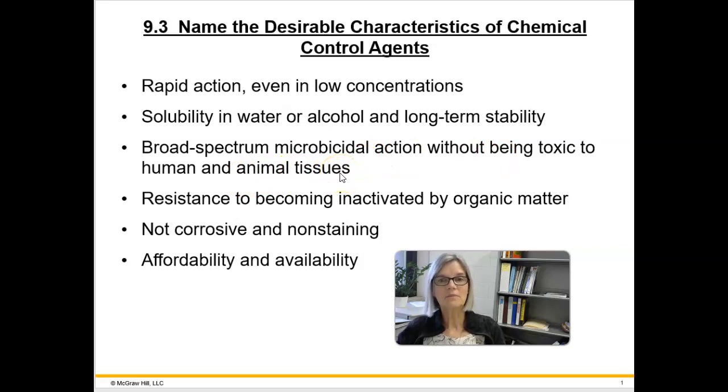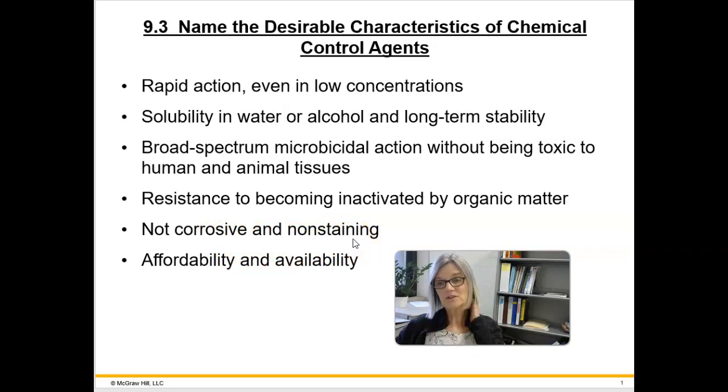Now, all of these will have some level of toxicity, but they have to have very low toxicity because they're going to be used in situations where there are living organisms that you don't want to kill. Resistance to becoming inactivated by organic matter. A lot of times when we're trying to kill microorganisms, we're also removing dirt. Or in a clinical setting, you might be wiping out blood. And so to have a lot of organic matter around is a natural thing. So to be resistant to being inactivated in the presence of organic matter would be an important characteristic for a chemical control agent. We don't want them to be corrosive or staining.